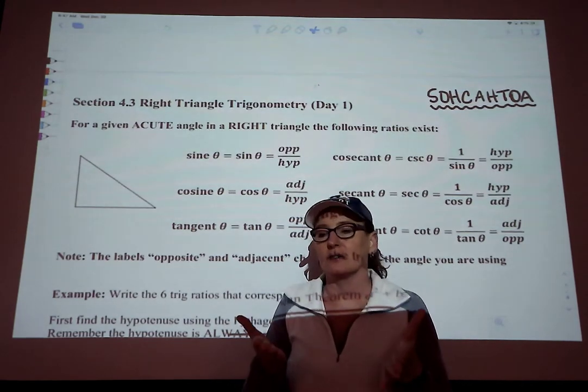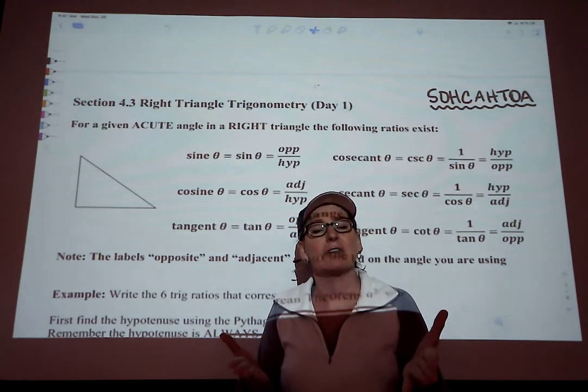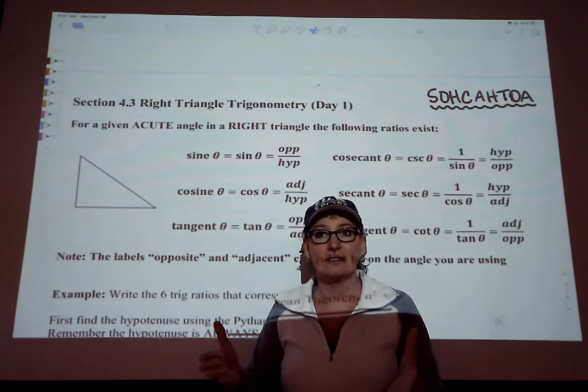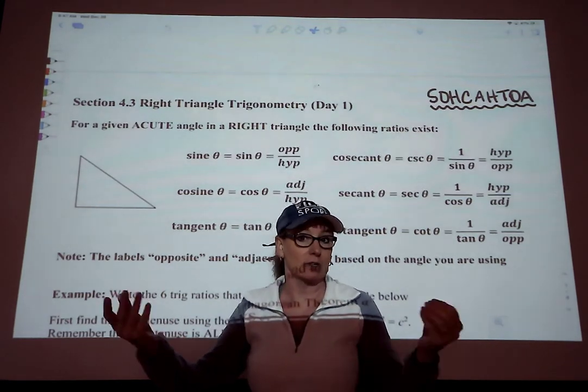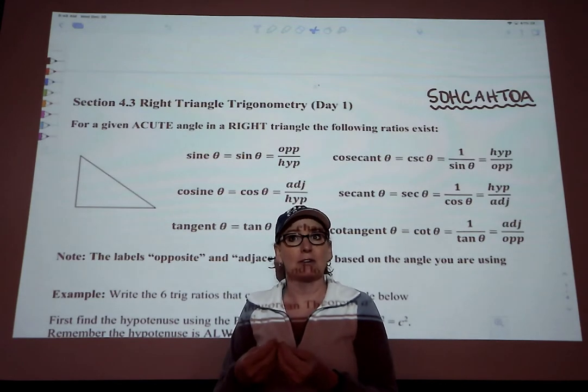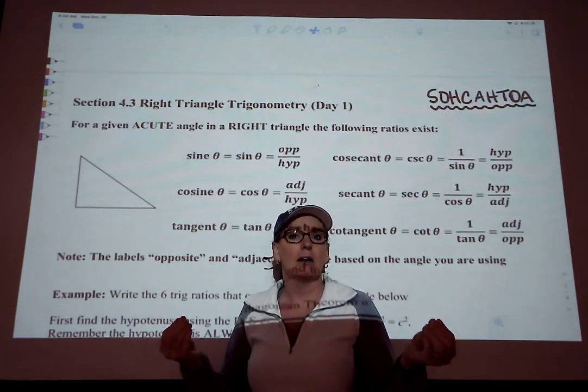Now today, the triangles that we're looking at are right triangles. So one of your angles is going to take up 90 degrees of that 180, which means you only have 90 degrees left for the other two angles combined. Therefore, the other two angles in a right triangle are always going to be complementary.